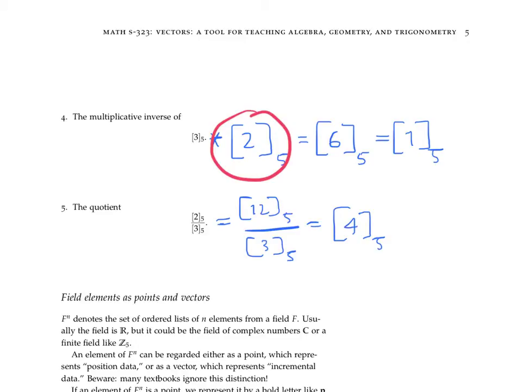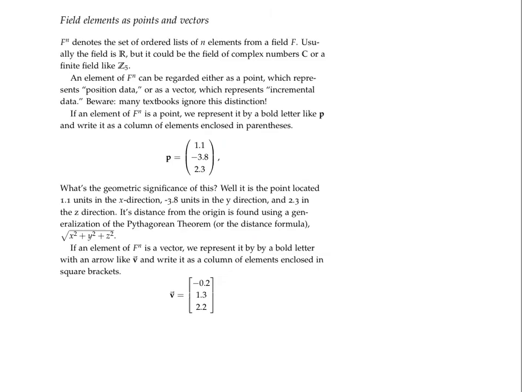Now you might be wondering, what do fields have anything to do with vectors? Well, in fact, they have everything to do with vectors and points. Because in fact, the components of vectors are members of a field. The components of points are members of a field. So let's take a look down here at field elements as points and vectors.